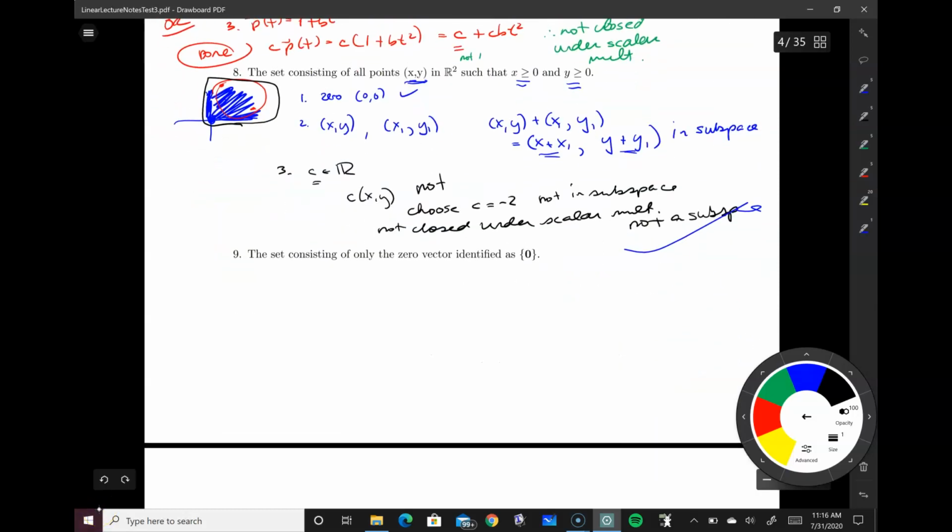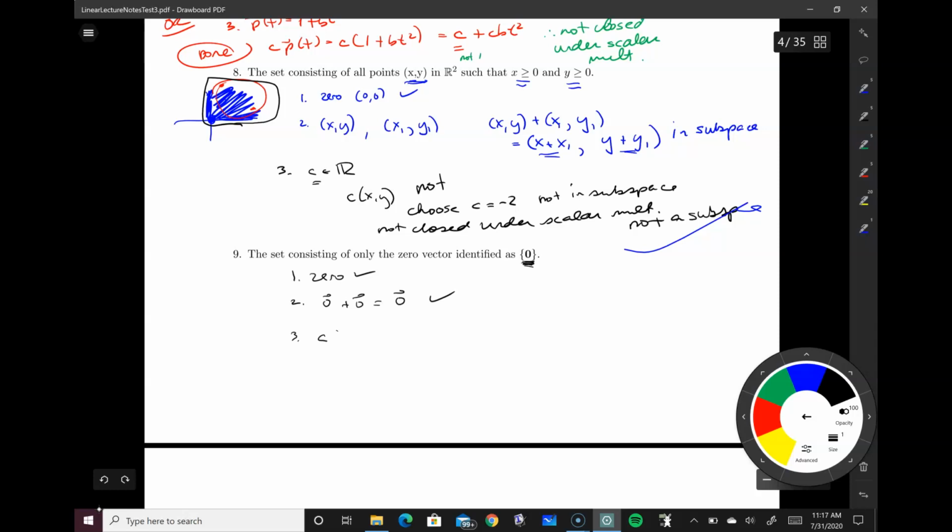All right, let's finish this page off with just this simple example. So this only includes the 0 vector. Okay, so is it a subspace? Well, it includes the 0 vector. Check. So if I take two things in here and add them together, 0 plus 0, do I stay in the subspace? Check, I sure do.